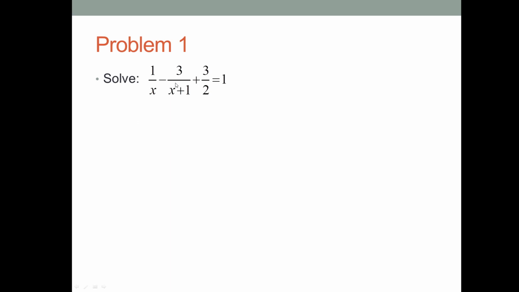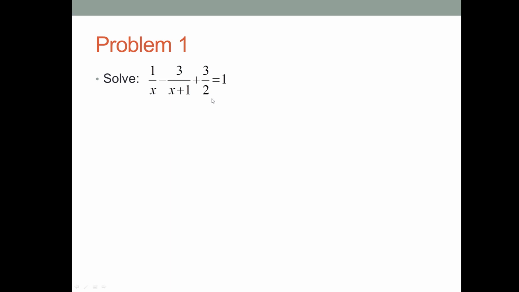So if you had something like 1/2 plus x over 3 plus 3/2 equal to 1, something like that, if it's just numerical fractions, usually we refer to those as fractional equations. So for a rational equation, we need to have at least one fraction with a variable in the denominator. Okay, so we'll start off with this one.